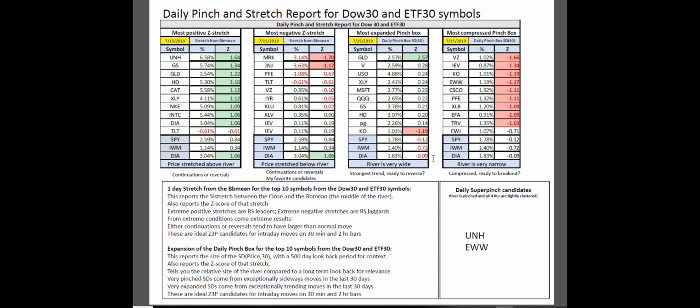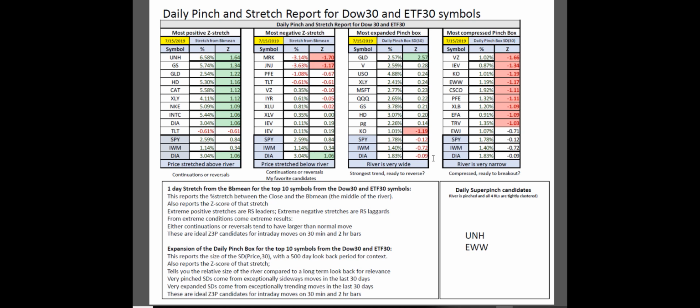Pinch and stretch: you can see in the first column the ones that have stretched the most above their Bollinger Band mean. What stands out for me is Goldman Sachs, Home Depot, Caterpillar, and XLY. Those were the big winners on the upside today, so those are good candidates for continuation.